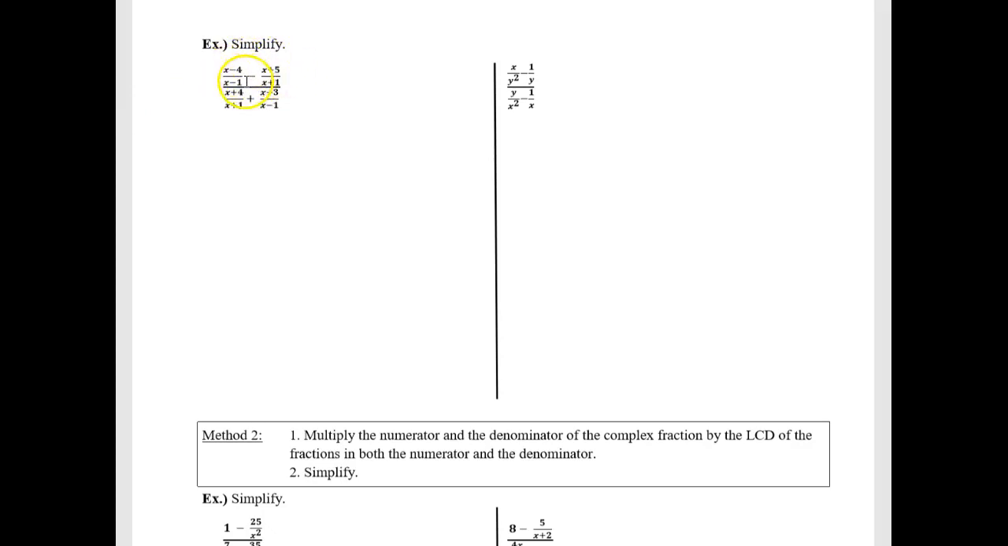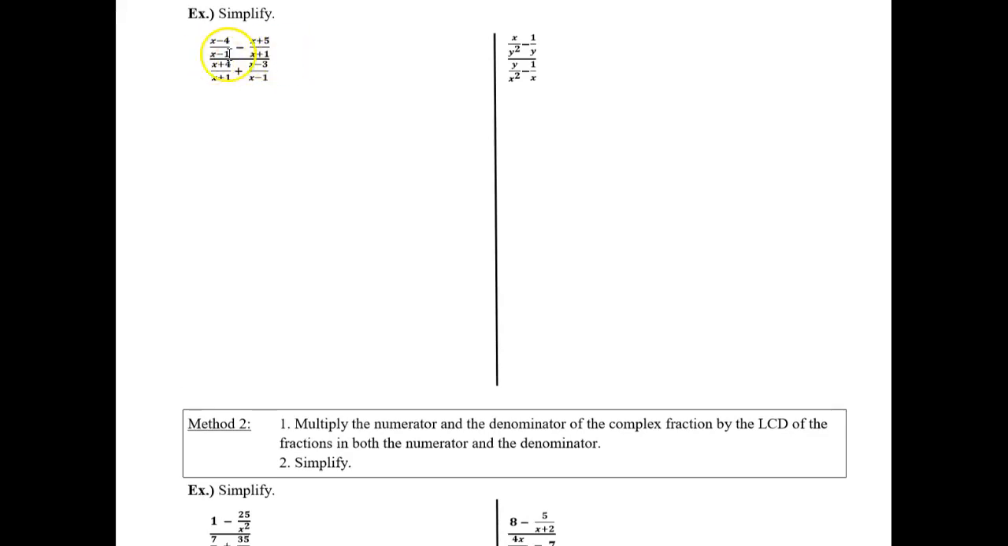So looking at these numerators, I see x minus 1, x plus 1. These are different factors. There's no way to turn this x minus 1 into x plus 1. There's no way to turn this x plus 1 into x minus 1. You cannot distribute a negative and ever make them match. So don't try to do that. So our LCD for the fractions in the numerator would be the whole thing, x minus 1 and x plus 1. Looking at the fractions in the denominator, it's the same thing. So x minus 1, x plus 1.